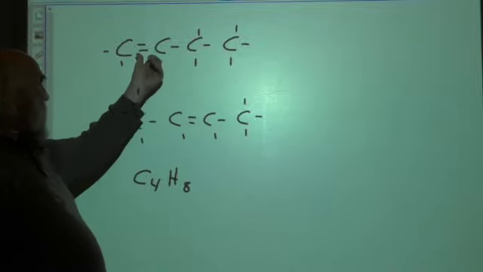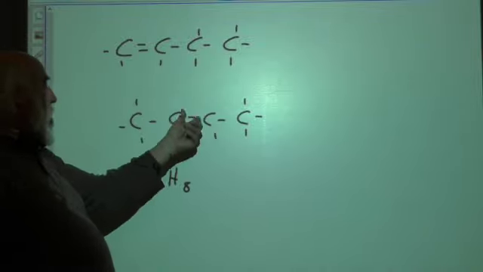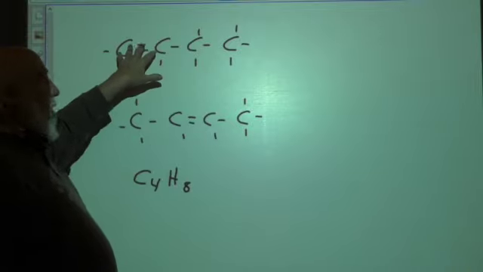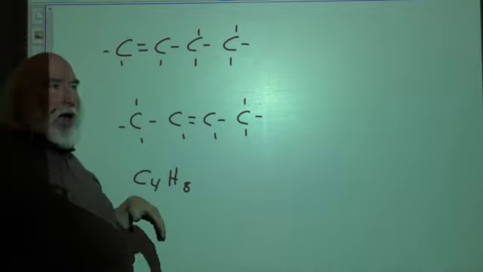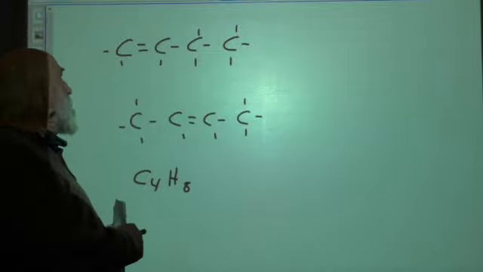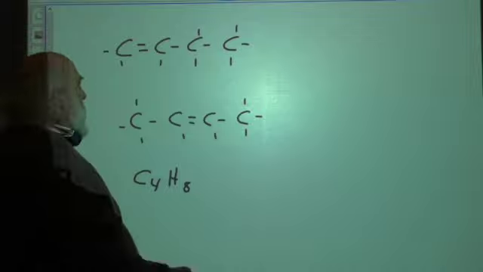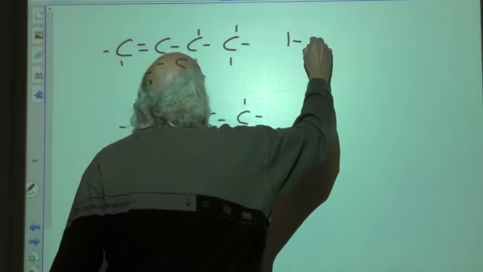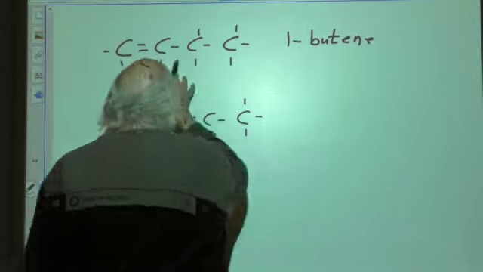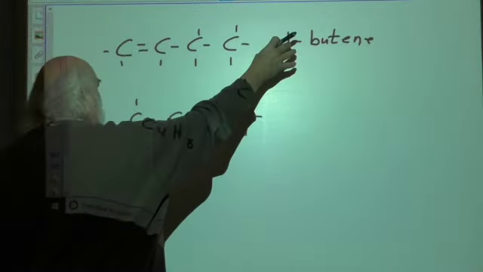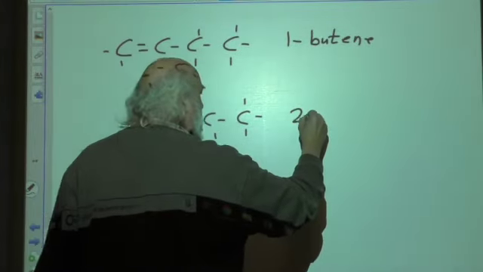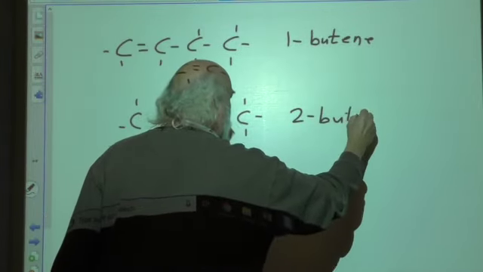As you can tell, the single bond is here. The double bond is here, the double bond is here. This is actually between carbons 1 and 2. Now remember, IUPAC states that you always use a lower number when possible. So this is going to be 1-butene, because it's between carbons number 1 and 2, so we'll give it the lower number. This is between carbons 2 and 3, so this is 2-butene.